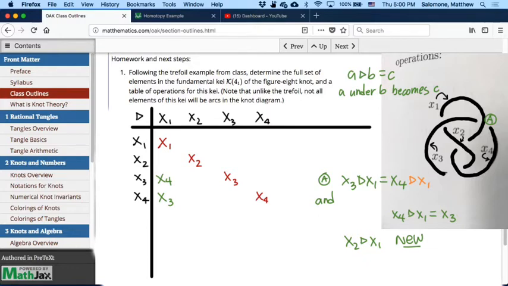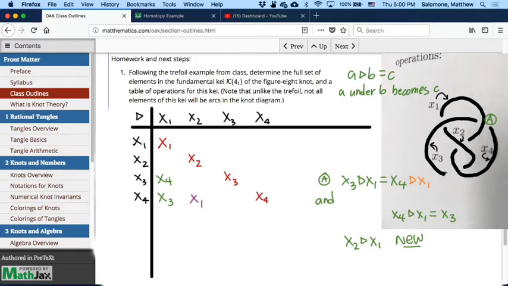I did then x4 triangle x2 gave me x1. x4 under x2 becomes x1. Yes, I see that happening at this crossing right here. 4 under 2 becomes 1. So let's color that purple maybe. 4 under 2 is 1.